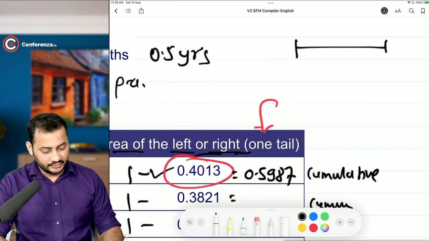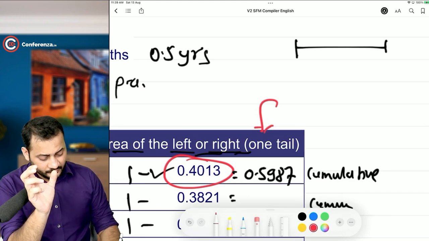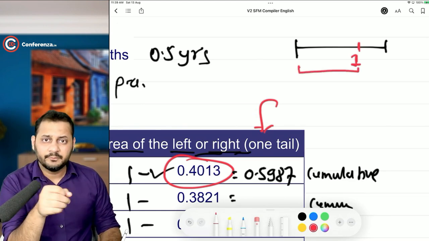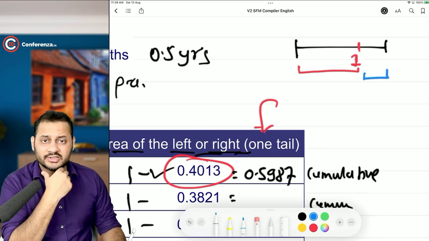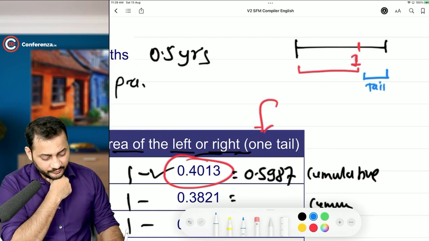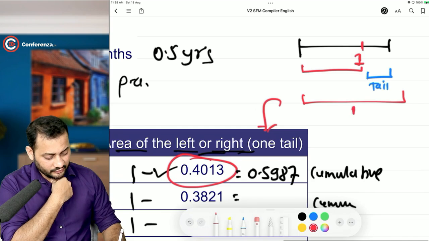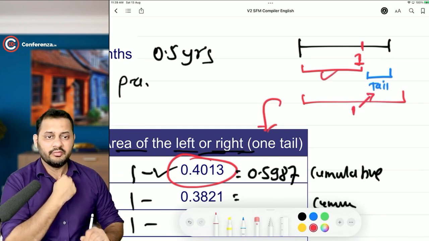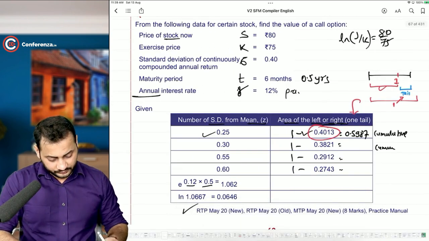This is the timeline. This is the entire area, 100%. I'm just summarizing this. When the question says to take the Z value till 1, you should keep this value in the equation. But if they have given you this value, which is the one tail value, then what is the solution? Deduct that from the entire area of 1. So when you deduct this tail from 1, you get the body value that you can keep in the equation. So that's what you have to do.